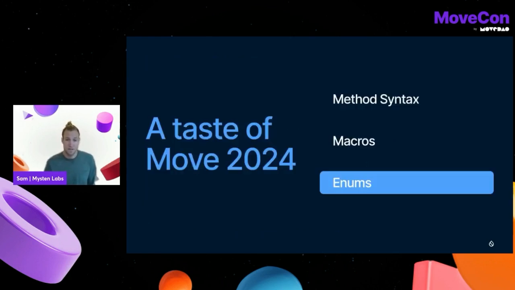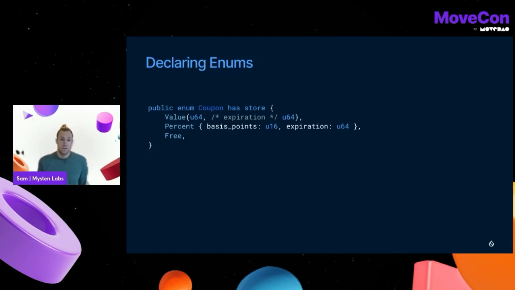Okay, finally, let's go on to enums. For enums, you can have a struct type, or you can declare a new type with multiple variants. Here, the example code is showing a coupon that has a value inside, and then it also has an expiration time. Or instead of the coupon being value-based, maybe it can be percentage-based, where it has a basis points field that tells you how much off you should get. And then you also have an expiration in that case. And maybe some lucky folks get a coupon that just says you get the whole thing for free.